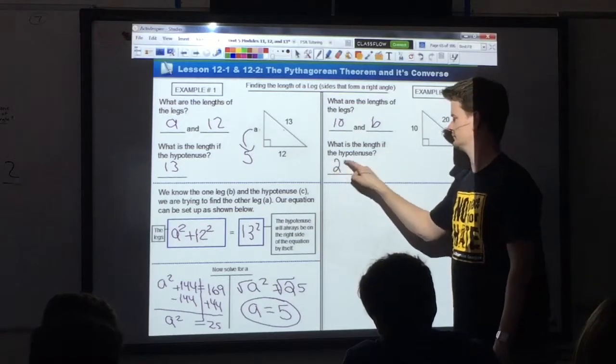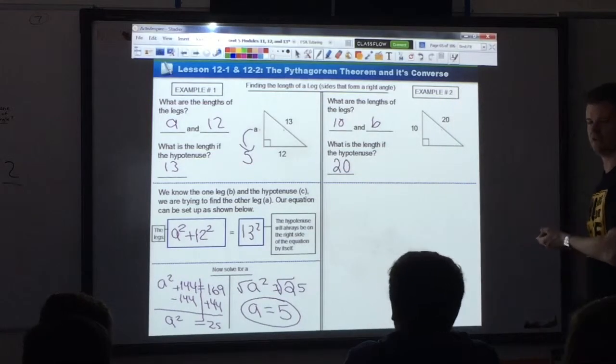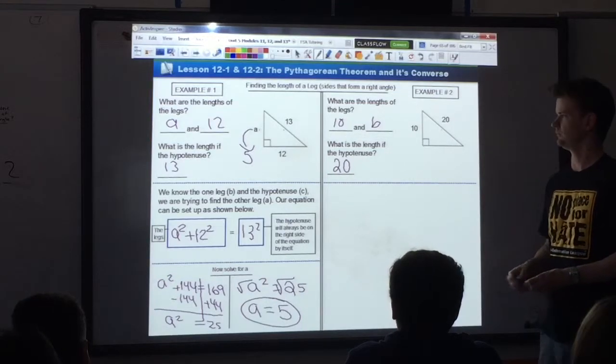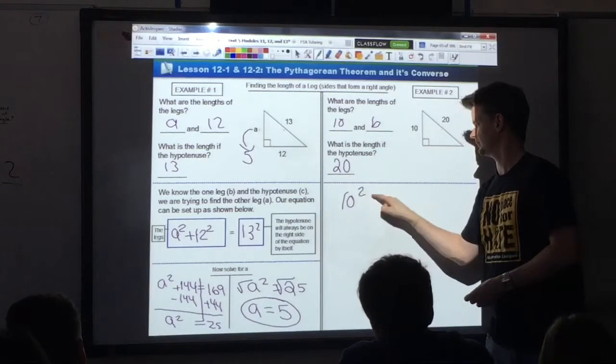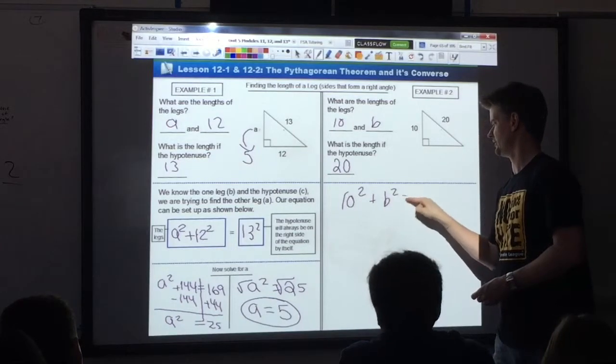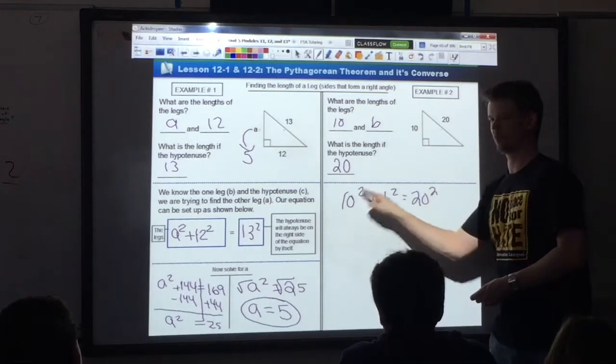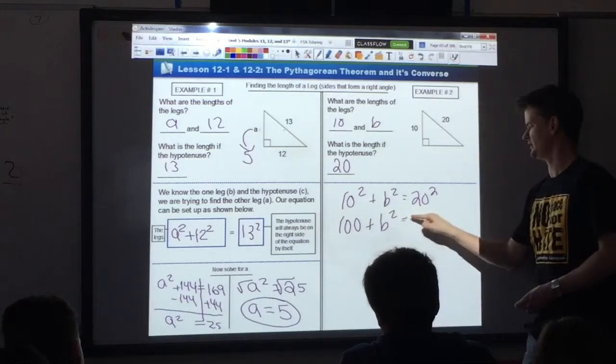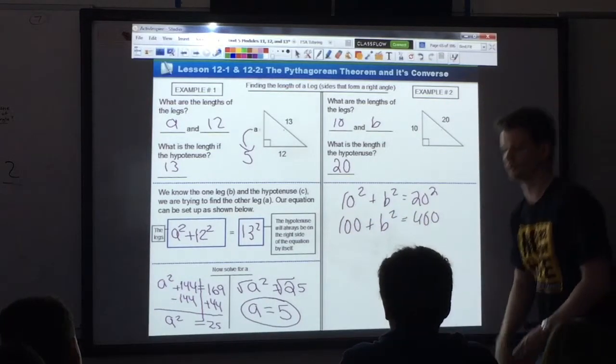20, okay. We're going to write an equation out for this. What is it going to look like, Dylan? It's going to be 10 squared plus B squared equals 20 squared. So I square: 10 times 10 gives me 100, plus B squared equals 400.